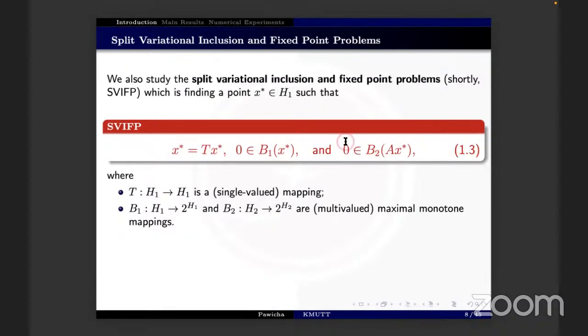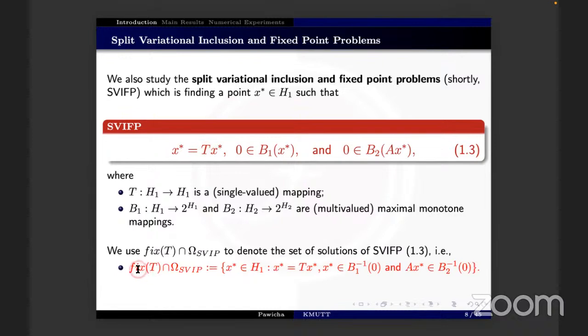We also studied the split variational inclusion and fixed point problem, which is the split variational inclusion problem together with the fixed point problem. Here we consider the mapping T as a single-valued mapping, and we use the intersection of Fix T with Omega SVIP to denote the solution set of problem 1.3.